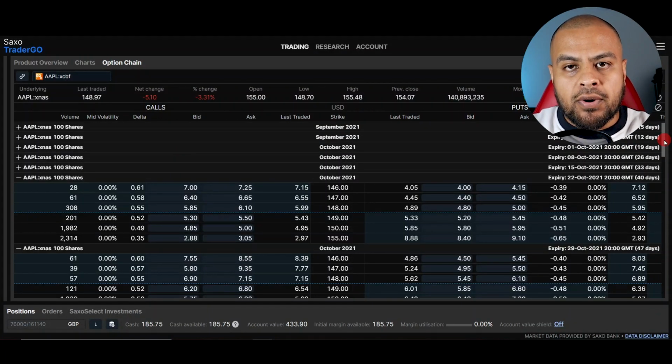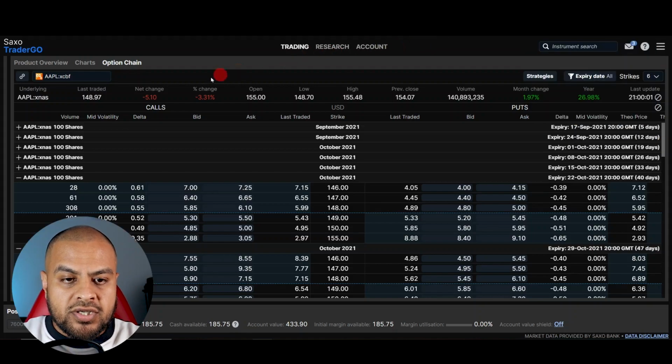Options can be very confusing, so the best way is with lots of examples. I'm going to use the Apple stock options to explain everything that I'm doing, and break down every key part that you need to know on this screen that you see. The first thing that you need to know, as you can see, is there are two types of options. There's calls and there's also puts.